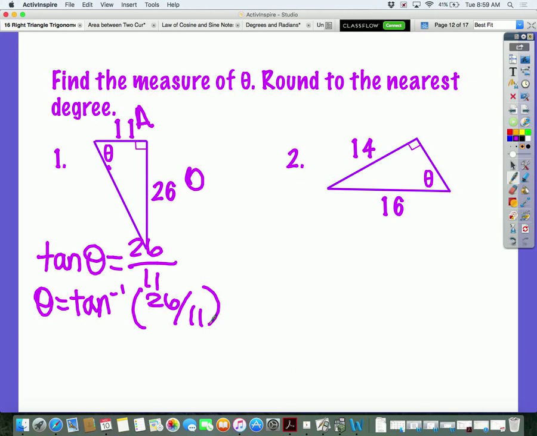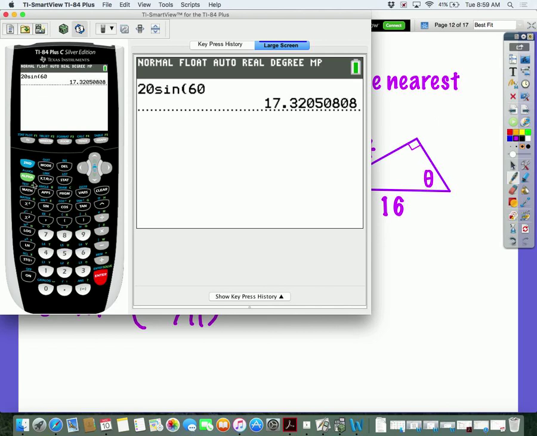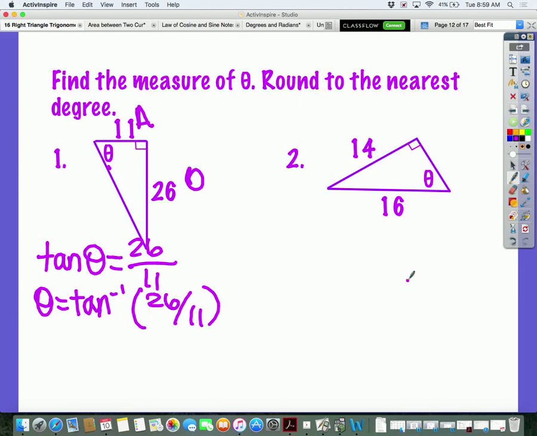How do I get that inverse? You have to press the second button. So I'm going to go to second, then tangent, and type in my fraction, 26 over 11. Close it off. Did everyone get 67? There you go. I'm rounding to the nearest degree, so it's just 67.